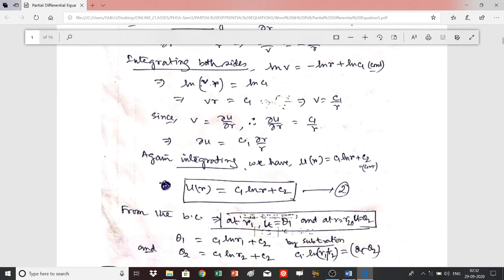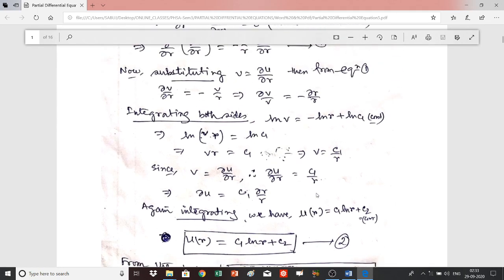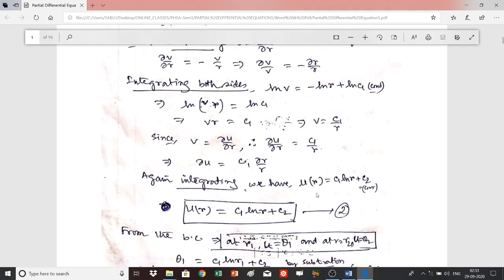So again integrating both sides, the integration of del u will give you u, a function of r, that is equal to c1 log r, and there will be another constant, that is c2. So finally we have u is equal to c1 log r plus c2. This is the solution of the heat conduction equation when the steady state is reached in two-dimensional polar coordinates.